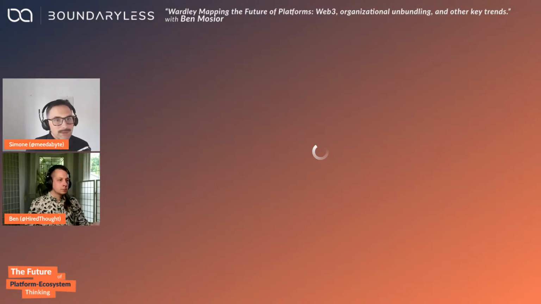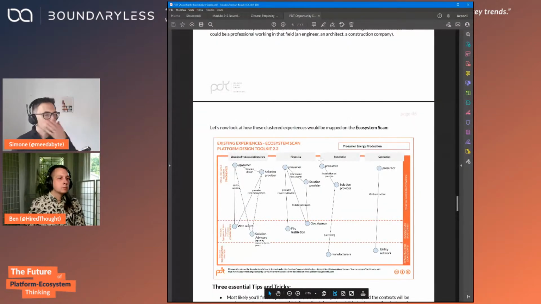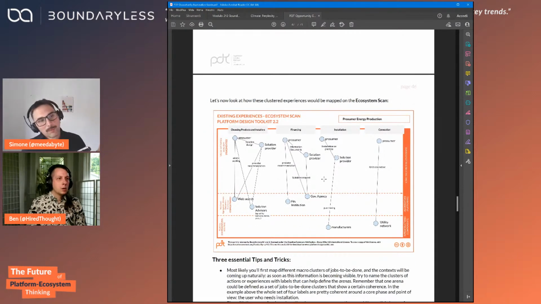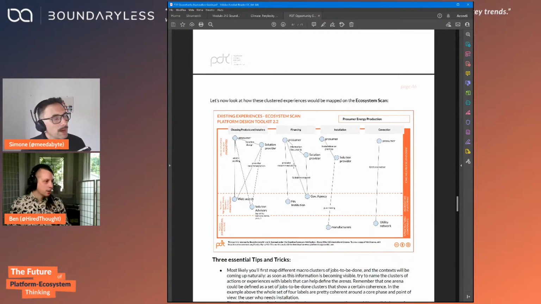I was thinking of another little thing that I wanted to ask you quickly. So when we do this work, we normally do this by starting from our platform opportunity framework. That doesn't start from the map itself. It doesn't start from the Wardley map. It starts from what we call the ecosystem scan. Got it.